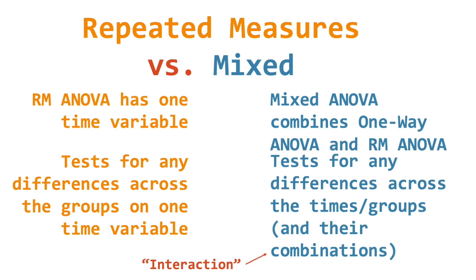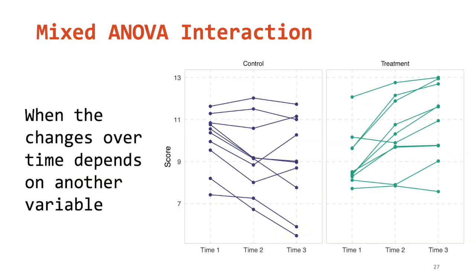On the other hand, there's what's called the mixed ANOVA. Mixed ANOVA combines one-way ANOVA and repeated measures ANOVA. And it tests for any differences across the times and groups at the same time and their combinations, which is the interaction that we talked about before. So an interaction in mixed ANOVA could look something like this. We have a treatment and control group, and we measure both of them across time 1, 2, and 3. Our control, it looks like, roughly stays the same, maybe drops a little bit.